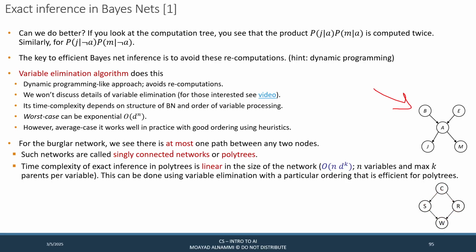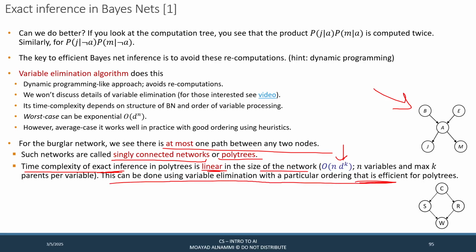So networks where there is at most one path between any two nodes is called a singly connected network, or a polytree. The time complexity for such singly connected networks for exact inference is linear in the size of the network. So that means it is going to cost you O(n d^k). And this can be done using variable elimination with a particular ordering that is efficient for polytrees.